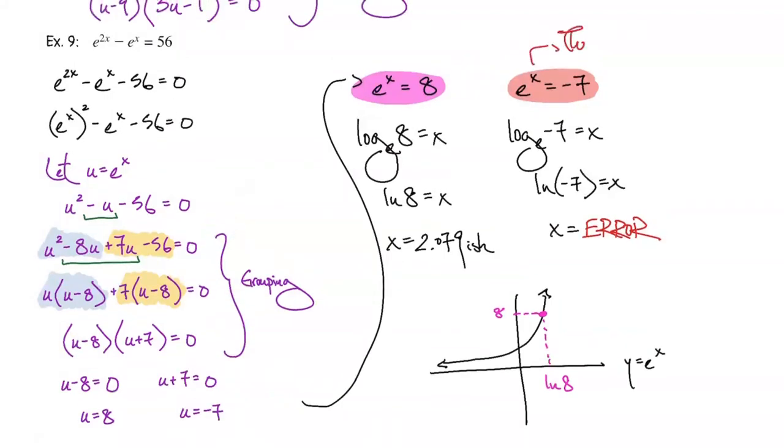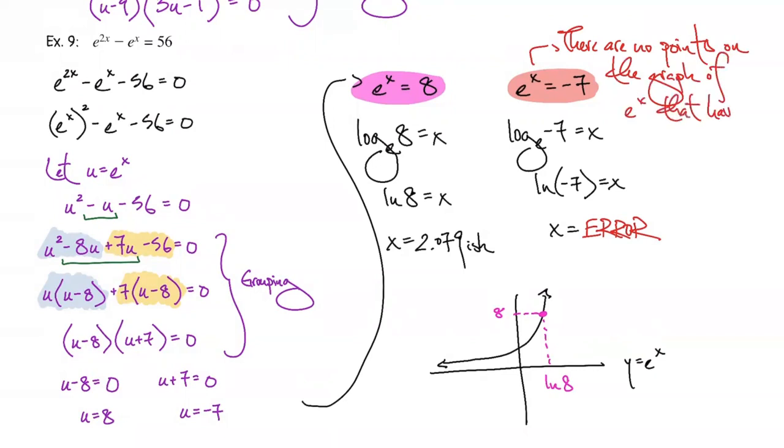There are no points on the graph of e to the x that have a y value of -7.